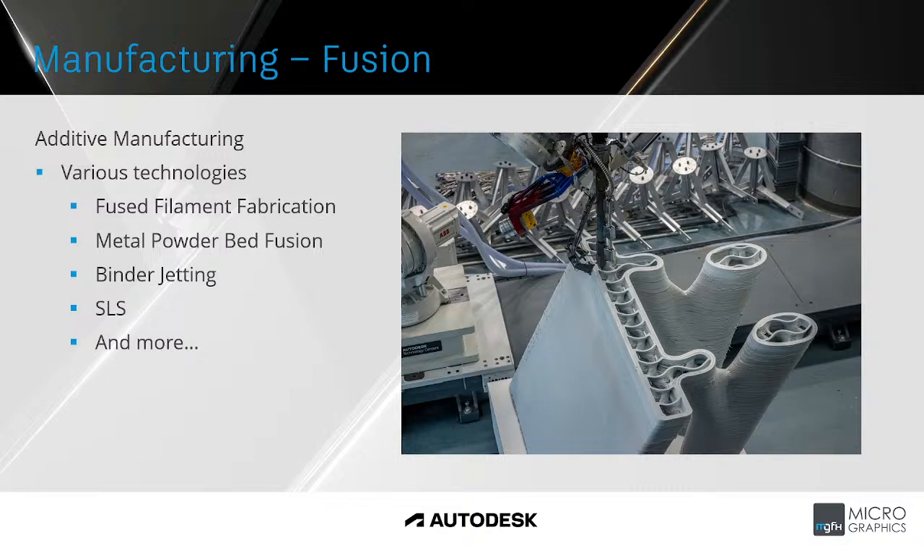Fusion also supports various additive manufacturing processes. We see more and more customers creating complex components that need to be 3D printed through an additive process. And Fusion supports various technologies: fused filament fabrication, that would be your standard run-of-the-mill hobbyist plastic 3D printing type machine. Then we've got metal powder bed fusion, binder jet, SLS, and there are various more options available. So you can basically bring in your model, you can do the print prep, and output the code to send to the printer within Fusion.